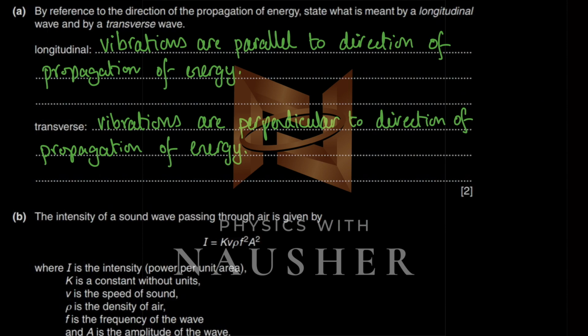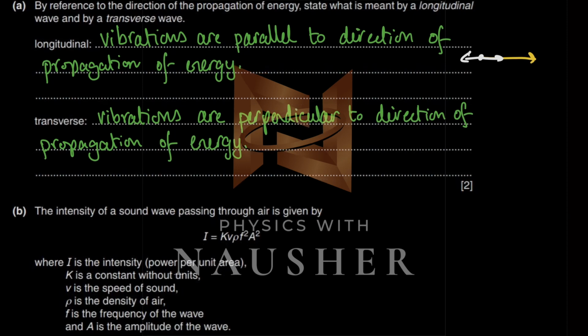What is meant by longitudinal with reference to direction of propagation of energy? If this is the direction of propagation of energy, in a longitudinal wave, the oscillations or vibrations are parallel. And in transverse, if this is the direction of energy, then the oscillations should be perpendicular to the direction of propagation of energy. Part B.